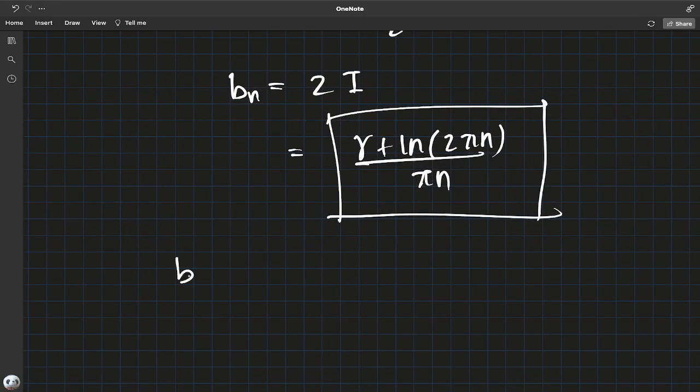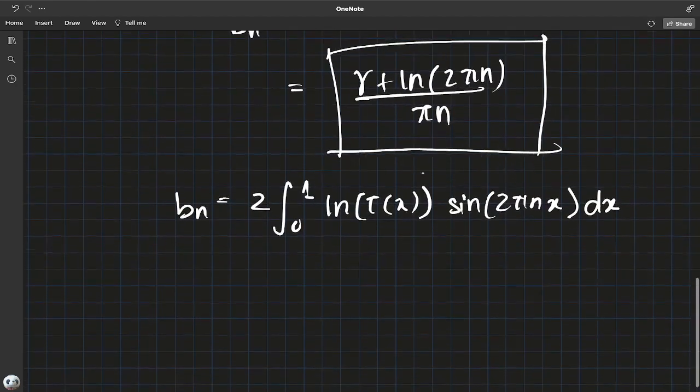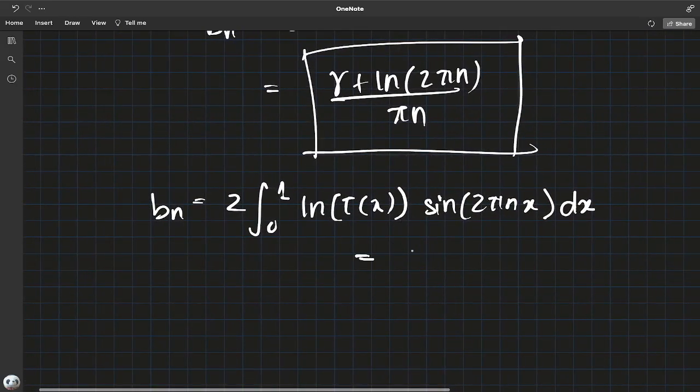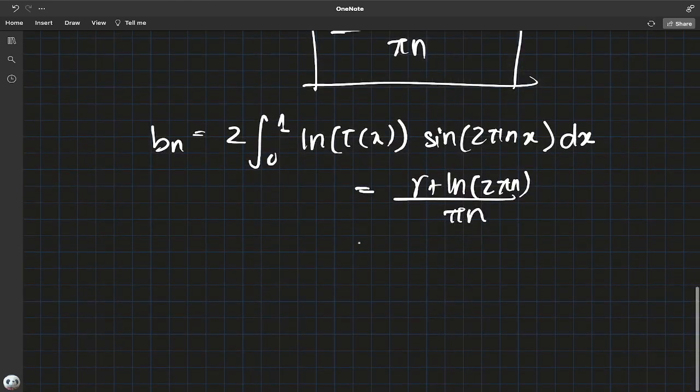If you don't believe me, just do this integral yourself. Take a piece of paper, pause the video, and do this integral yourself. You should get the same answer. This result is pretty satisfying in the fact that the Euler-Mascheroni constant just pops in.